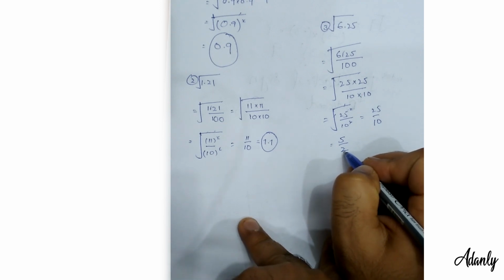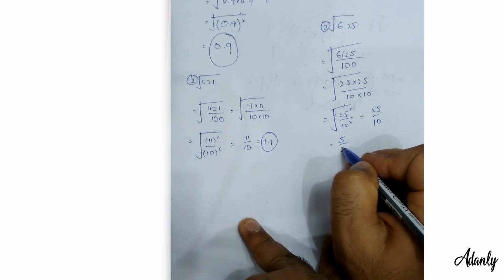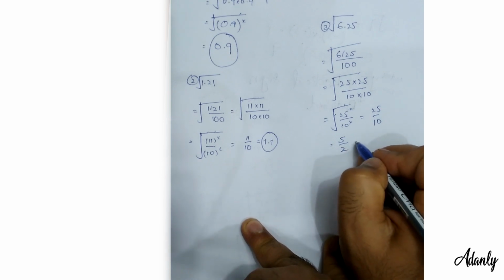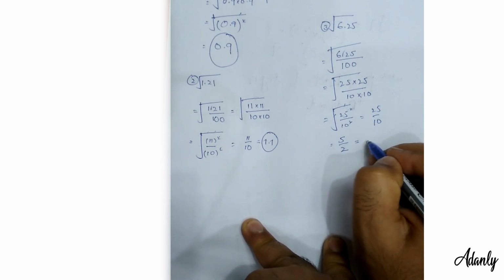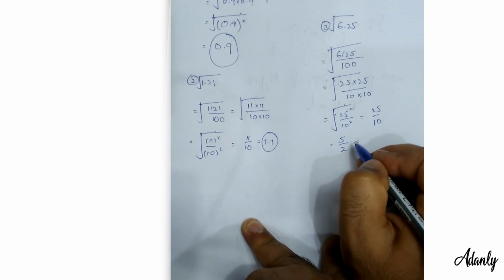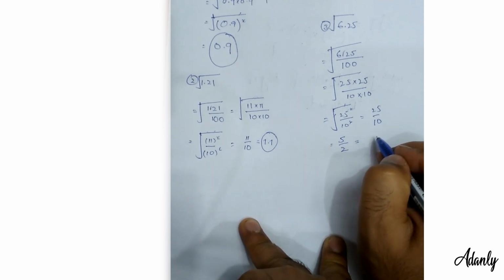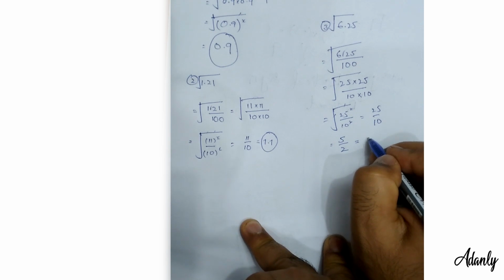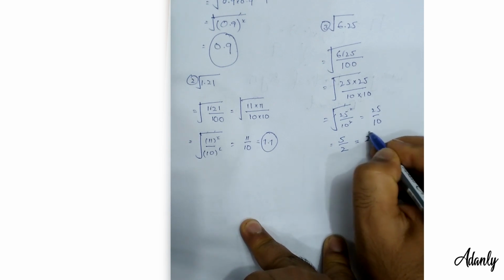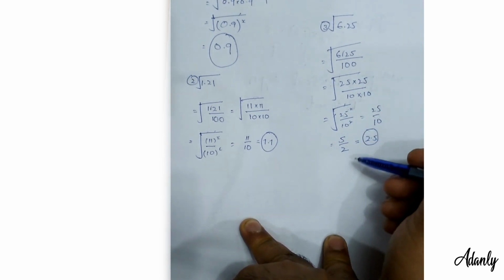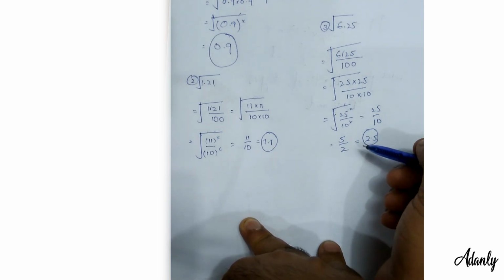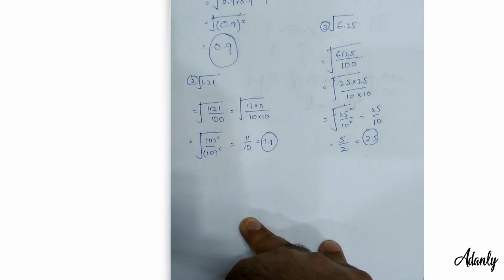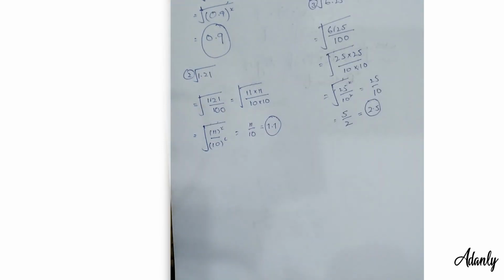You can also leave it like this, but if you want to simplify it further, you can. If we divide 5 by 2, it will give us 2.5. So this is also the square root of 6.25, and 5 divided by 2 is also the square root of 6.25. Now let's try out another example.